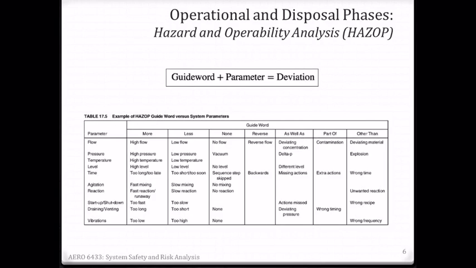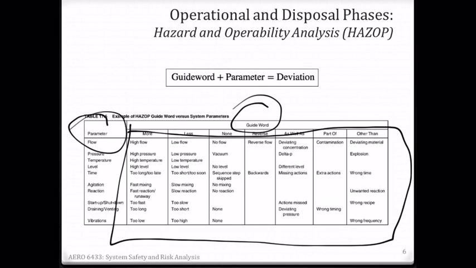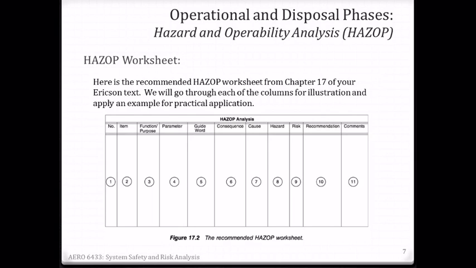So when you put the parameters together with the guide words, you can brainstorm comprehensive ways in which the system might deviate from its intent and intended design. With those deviations may come hazards. So we work through that process in the recommended HAZOP worksheet that looks like this. And note that we are working almost backwards to get to our hazard. Our hazard is way down here in the spreadsheet. But let's see what that looks like.